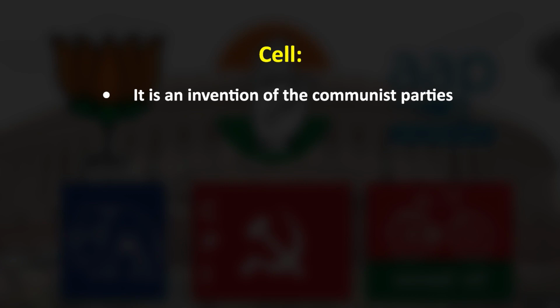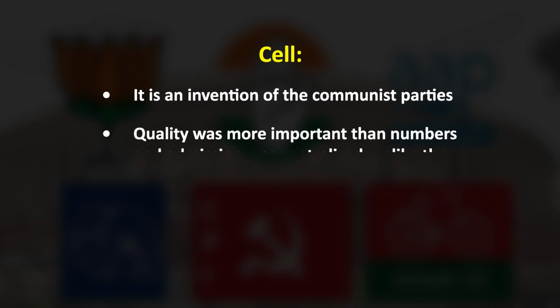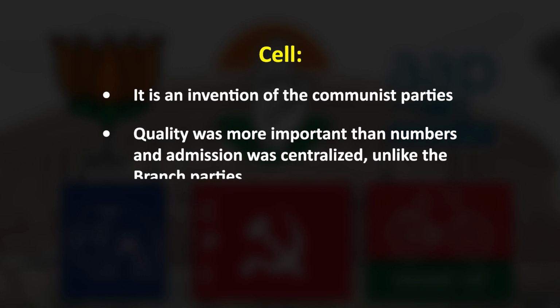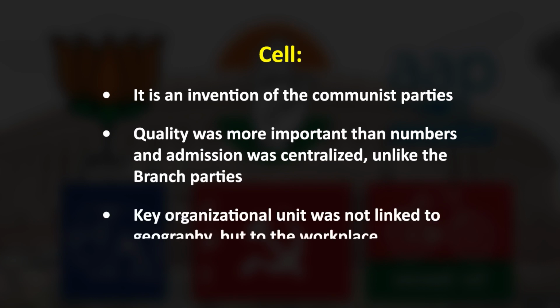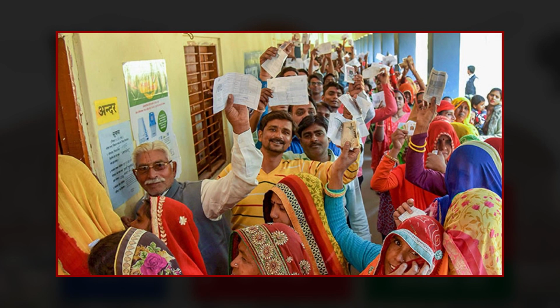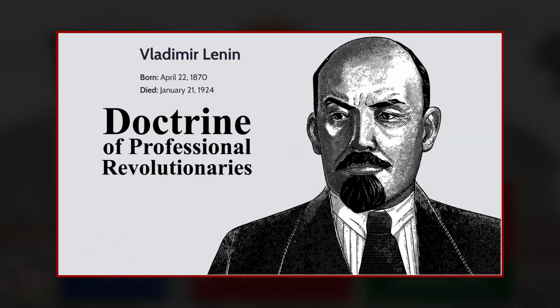Third one is the cell. It's an invention of the communist parties. Here, quality was more important than numbers and admission was centralized, unlike the branch parties. The key organizational unit was not linked to geography but to workplace. Given the primacy of the urban proletariat and the rejection of the rural peasantry, it focused on organizing the proletariat. Elections formed only a small part of this setup. It also developed the concept of whole-timers, giving life and meaning to Lenin's doctrine of professional revolutionaries.